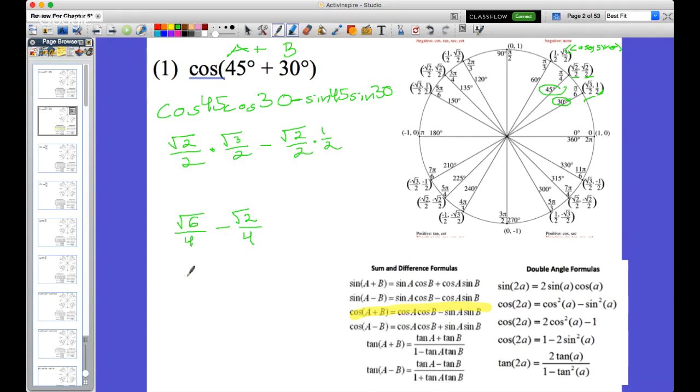What we want y'all to do is just simplify as much as you can. We can simplify that by one step because those denominators are the same, which leaves us root 6 minus root 2 over 4. And again, if you have questions throughout the podcast, just let me know.